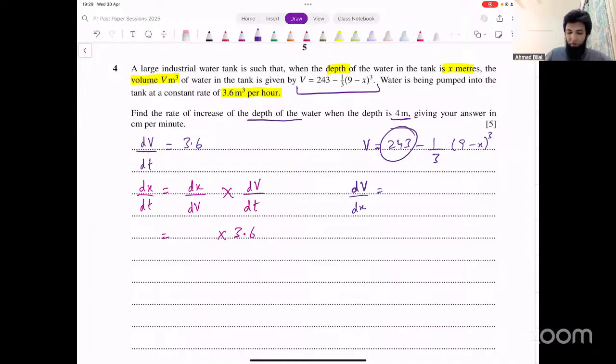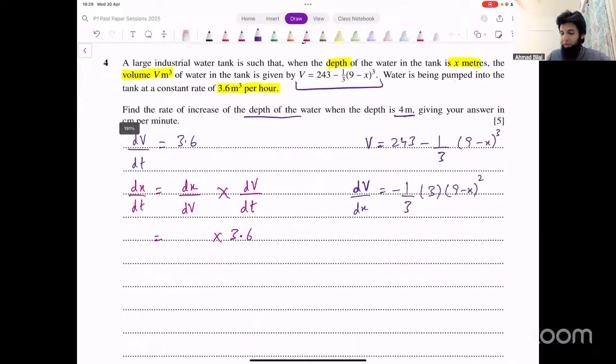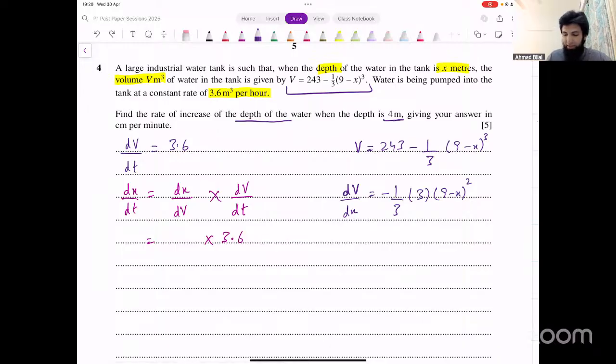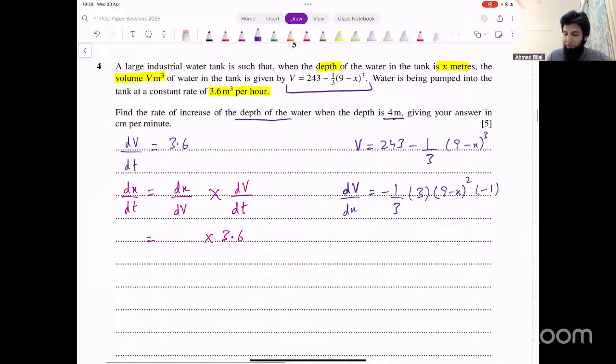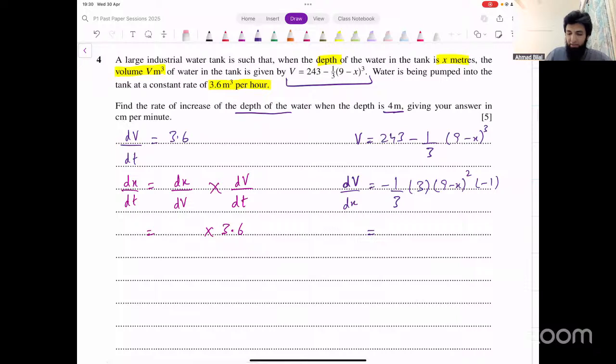Derivative of 243 is just 0. Derivative of this expression, what would that be? Minus 1 over 3 remains as it is. We multiply by the power, subtract 1 from the power, which becomes 2, multiplied by the derivative of what is inside. Derivative of minus x is minus 1. Simplify this. 3 and 3 get cancelled. Minus and minus get cancelled. And we have (9 minus x) whole squared. That is dV over dx.